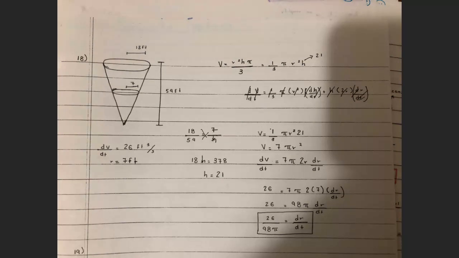And since I was kind of confused about whether I can do it or not, but since you have the cone, you can set up a proportion to find the height when the radius of the water is at 7. So I got the height as 21. And then to make the equation have fewer variables, you can plug in h as 21. And then from there, you can find the derivative of it. So it would be dV over dt equal to 7 pi over 3 times 2r dr, because the derivative of r squared is 2r. And then you have to attach the dr/dt.